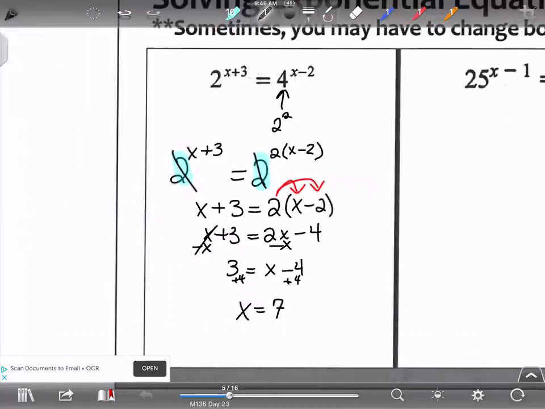Questions on this one? So key thing here is we had to put parentheses around the exponent that was already there when we put a new exponent up top.